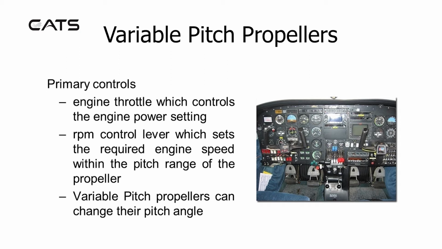Primary controls. The engine throttle, which is the black levers, controls the engine power setting. The RPM control lever, which sets the required engine speed within the pitch range of the propeller, has blue knobs on the end of it. The red levers are the mixture settings. Variable pitch propellers can change their pitch angle.